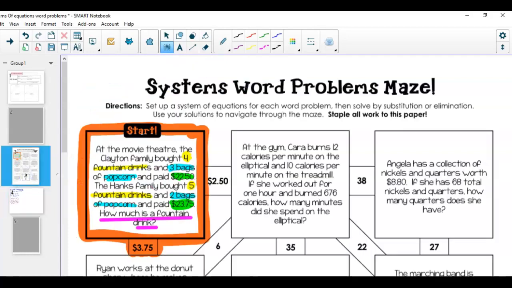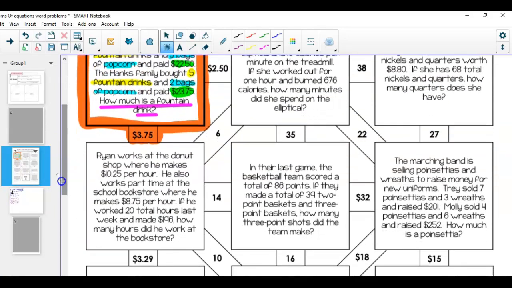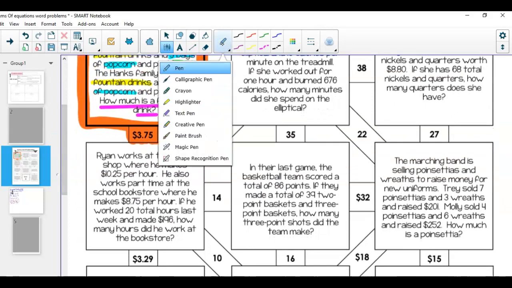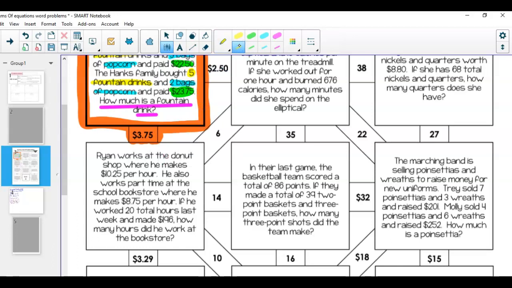Right? From that one, we are now going down here. So Ryan works at a donut shop where he makes $10.25 per hour. And then he also works part-time at the school bookstore where he makes $8.75 per hour. He worked a total of 20 hours last week and made $196, basically total. And we're trying to figure out how many hours did he work at the bookstore.